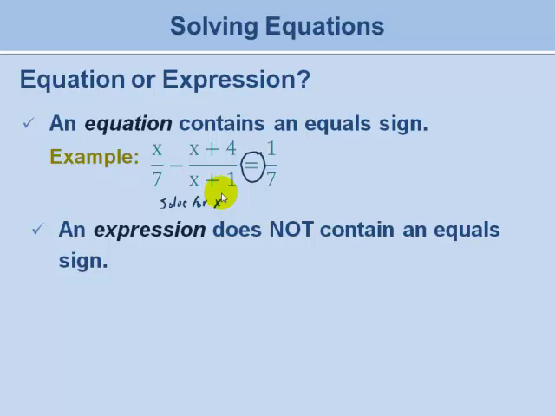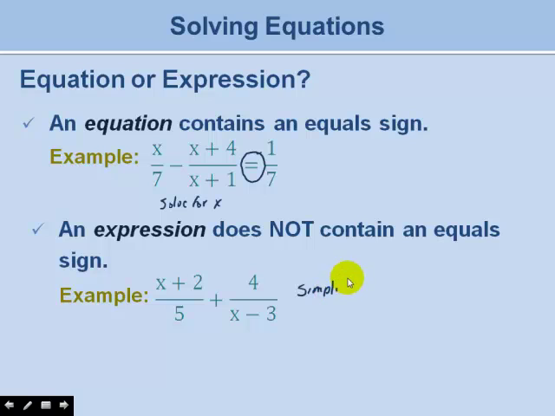Now an expression doesn't have an equal sign. So here's an example of an expression. Notice that there's no equal sign in here anywhere. So the only thing that you can do with this one is just simplify. In this case, you would want to find a common denominator and go ahead and add the two rational expressions, but you wouldn't be able to solve it for anything because there's no equal sign.